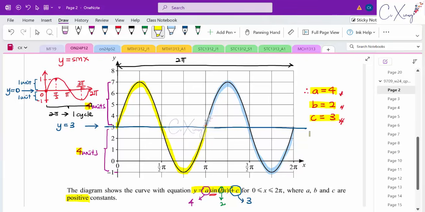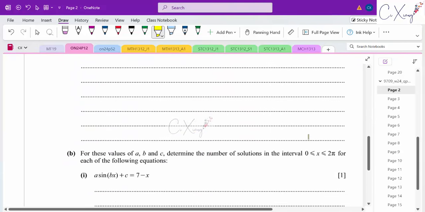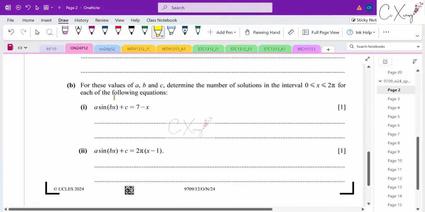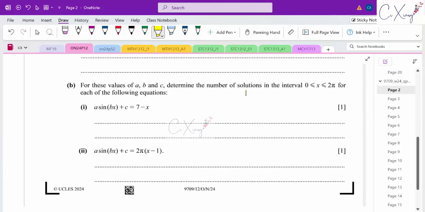Let's have a look at part B. For part B, they are saying that for these values of a, b, and c, determine the number of solutions in the interval of 0 until 2 pi for each of the following equations. When we are talking about the number of solutions for 2 equations, basically we are looking for the intersection points of the 2 graphs. So let's have a look at part 1.